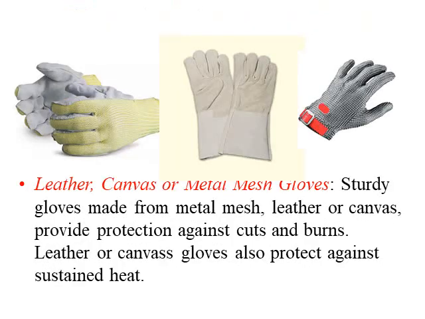So we'll just see what are different types of PPE that are used to protect the hands. First, we have the leather, canvas or metal mesh gloves. So there are different types: leather, canvas or metal, as can be seen in the sketch. These gloves can be made of metal mesh, leather or canvas, and the main purpose of wearing them is to protect against cuts or burns. And leather or canvas gloves also protect against heat.